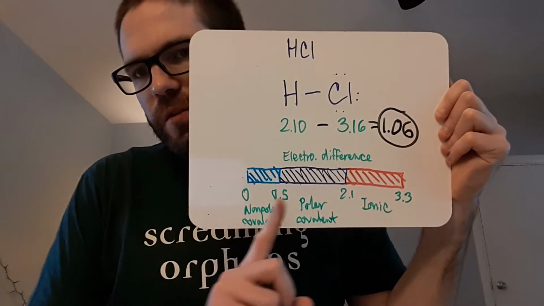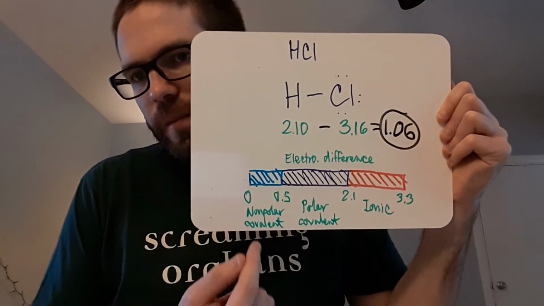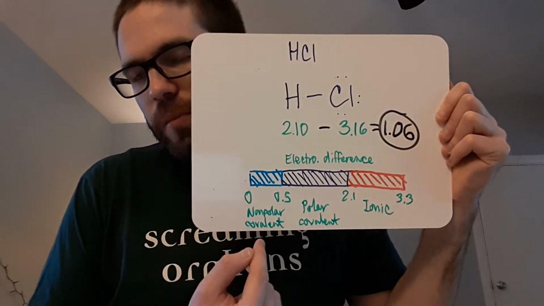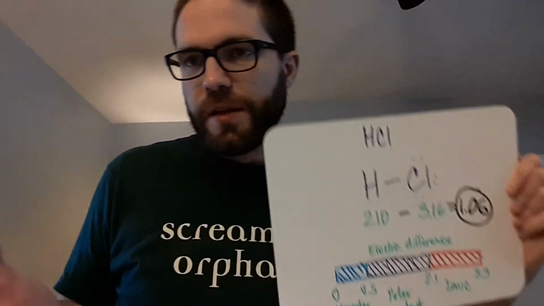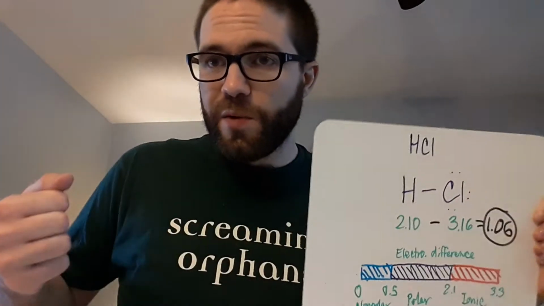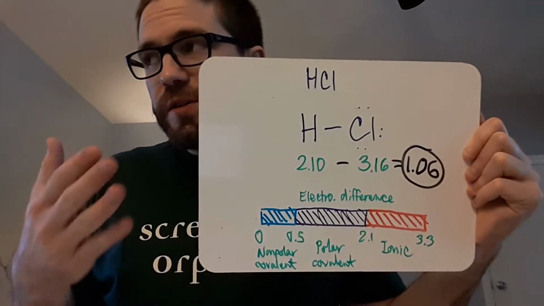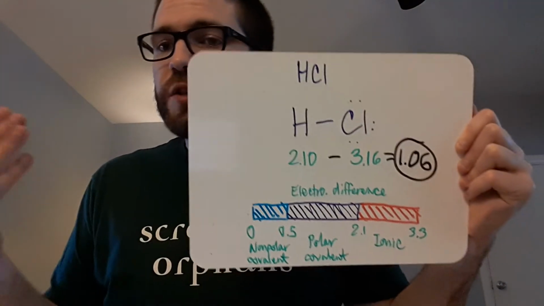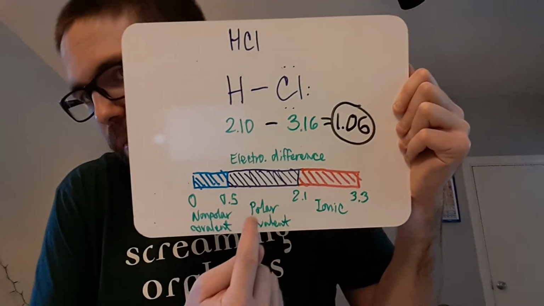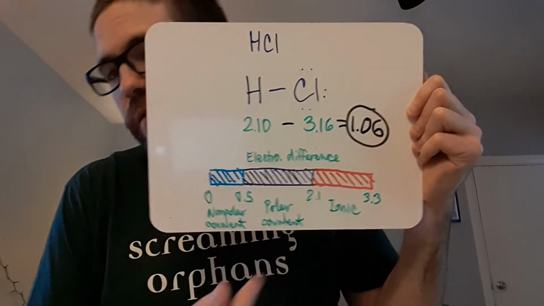If you're going from 0 to 0.5, this blue region here, we say that that is a nonpolar covalent bond. Basically, those atoms are pulling electrons equally, so there's an equal tug of war for the most part, and so there's not really a difference in polarity. Neither is really attracting the electrons more. Okay? From 0.5 to 2.1, you have a polar covalent bond.